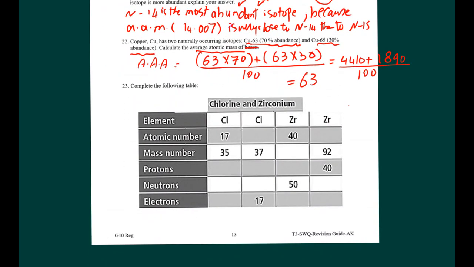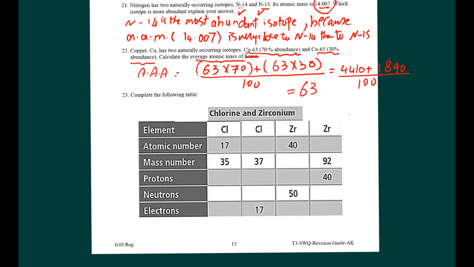This question is very simple to get it answered. Atomic number never change for Cl, so it's 17. Zirconium also has the atomic number of 40. Number of electrons never change because we have neutral atom, so we just copy them. Number of protons, also copy them, they never change.